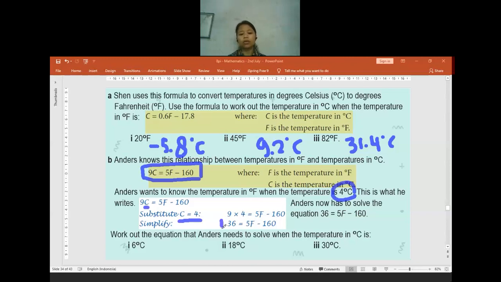Is there anyone who has difficulties or is confused? We just need to find the equation. We don't have to find the value of F. Is there anyone who is confused? Or maybe I go too fast? No? Okay. If no one is confused, anyone want to help me? What equation will I have in question B1? Use the formula 9C is equal to 5F minus 160 when it is 6 degrees Celsius. So what formula will it be?